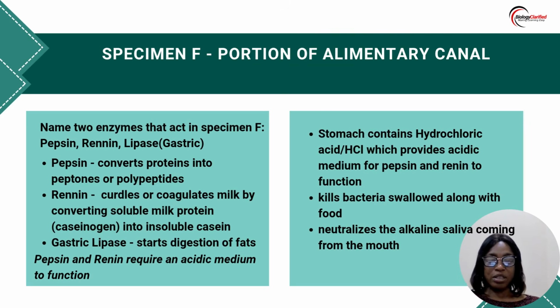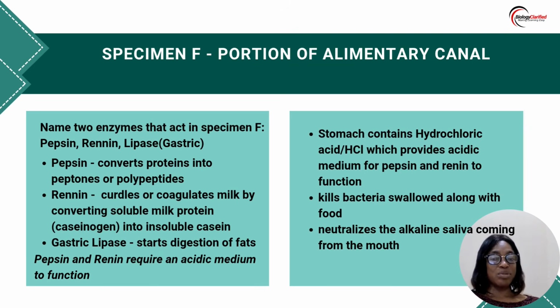Enzymes that act in specimen F are pepsin and renin specifically. Pepsin converts protein to peptones or polypeptides. Renin coagulates milk by converting soluble milk protein, that's caseinogen, into casein. The casein is insoluble while the milk protein is soluble. Then you can have a trace of lipase. Digestion of fat starts from the stomach actually, though digestion of fat does not really take place in the stomach.